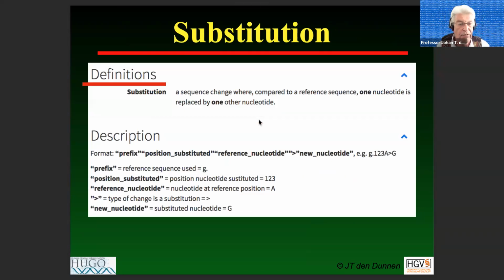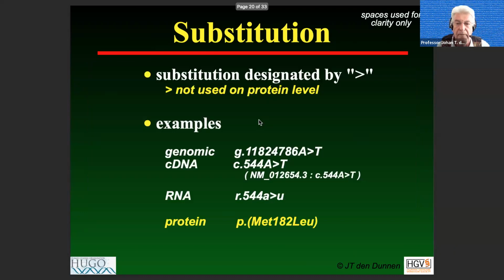This is the example of the definition of a substitution: a sequence change where, compared to a reference sequence, one nucleotide is replaced by one other nucleotide. So when you have a substitution of two T's which change to two A's, then you do not describe that as a substitution. When you read the page, you will see that when two flanking nucleotides are both changed, so TT to AA, then you should describe that as a deletion insertion.